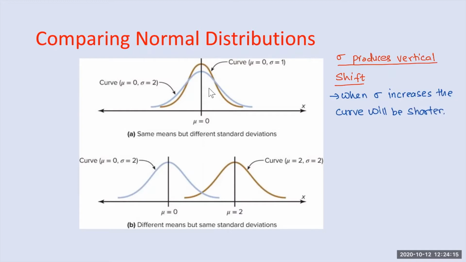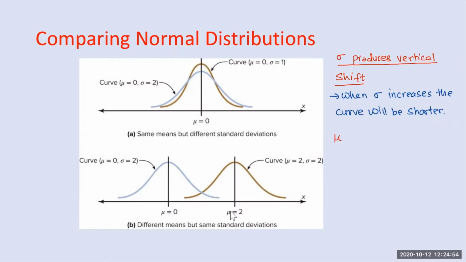Now, if you look at the second case, this is the case when the mean is different. The first one has a mean of 0, the second one has a mean of 2, whereas the standard deviation is the same. For both, the standard deviation is 2. Because the standard deviation is the same, the height is the same. But the mean, mu, produces the horizontal shift. When mean is equal to 0, the center of the curve is here. When mean equal to 2, the center of the curve is here. It has moved to the right. So we can say mu, or the mean, produces horizontal shift.